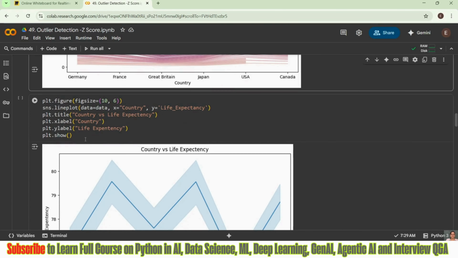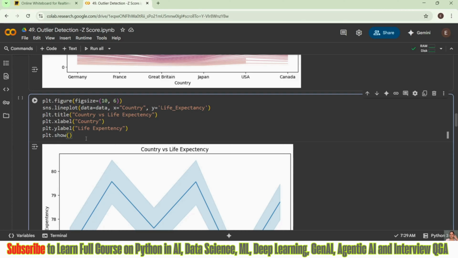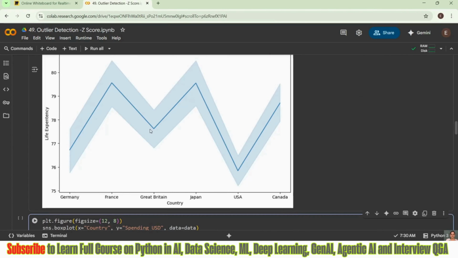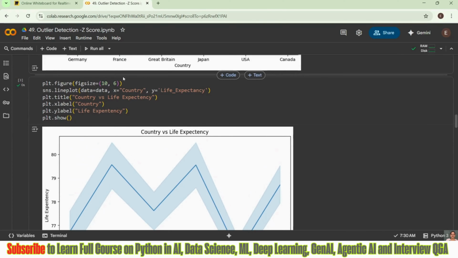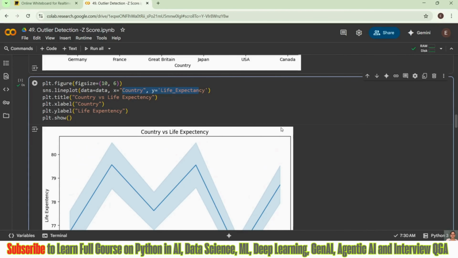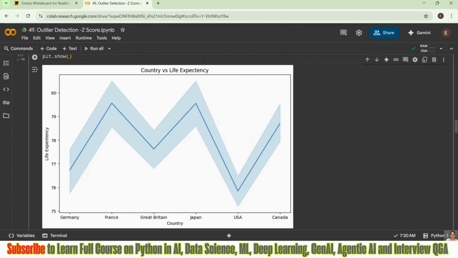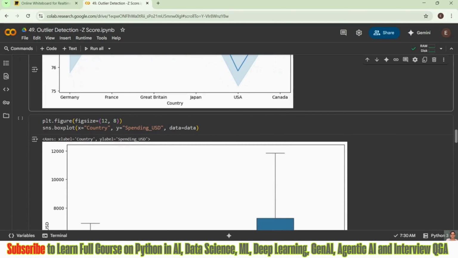In this plot, again one more line plot, I have taken it to understand the life expectancy. Here I have taken country and life expectancy. I can see that USA has less life expectancy, on average 75 years. However, the other countries like Japan and France have a much better life expectancy.